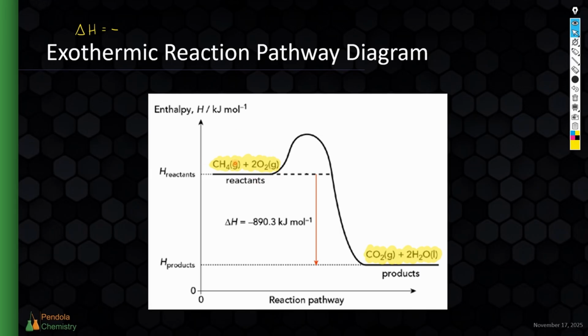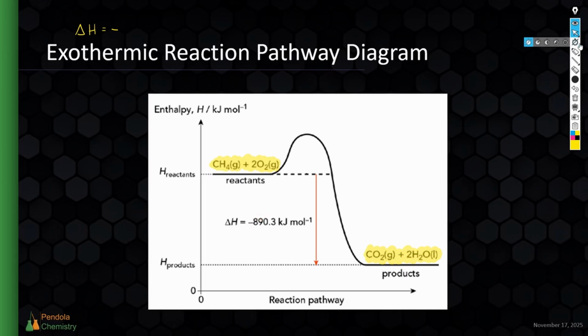That's why when we burn methane, the room gets warm, right? Because there's a flame, there's a fire, and that fire gives off heat energy. That heat energy in this particular case is equal to negative 890.3 kilojoules per mole. That means that if I burn 1 mole of methane, that reaction will release 890.3 kilojoules of energy.